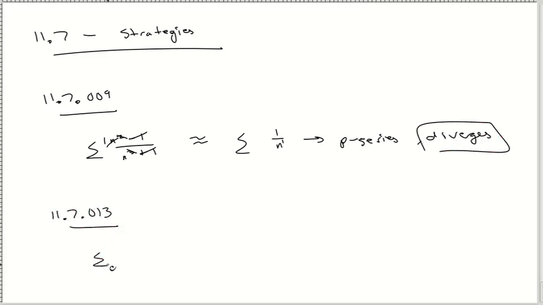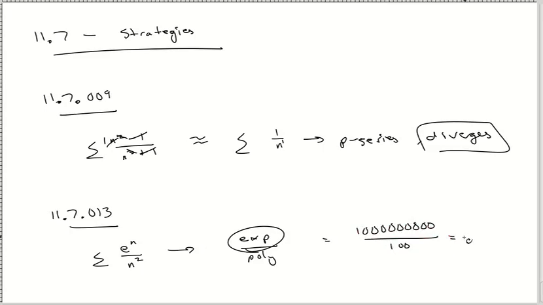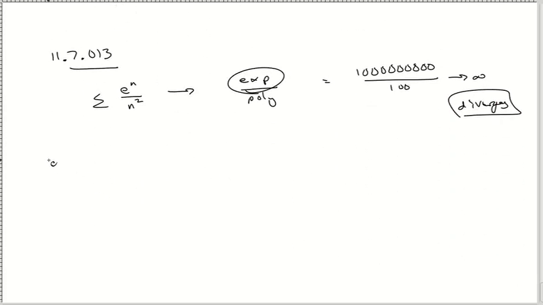11.7.013. I have the summation of e to the n power divided by n squared. They say converge or diverge. Well, what we have here in the top is an exponential, and the bottom is a polynomial. Exponentials are way bigger than polynomials. So we got a huge number over something that's kind of all right. You can see that this is going towards infinity, and thus it will also diverge. Nothing new here, just another problem.